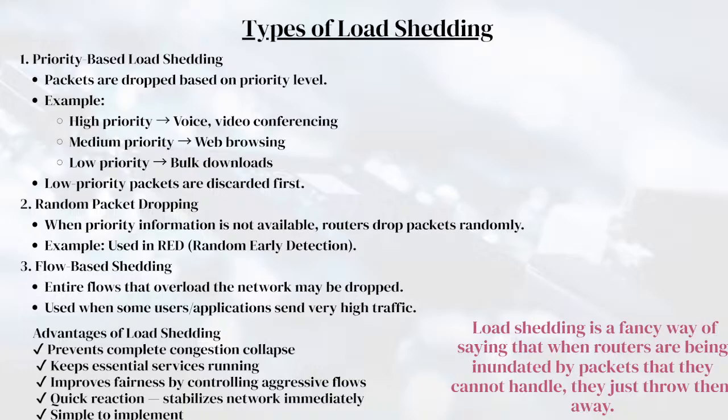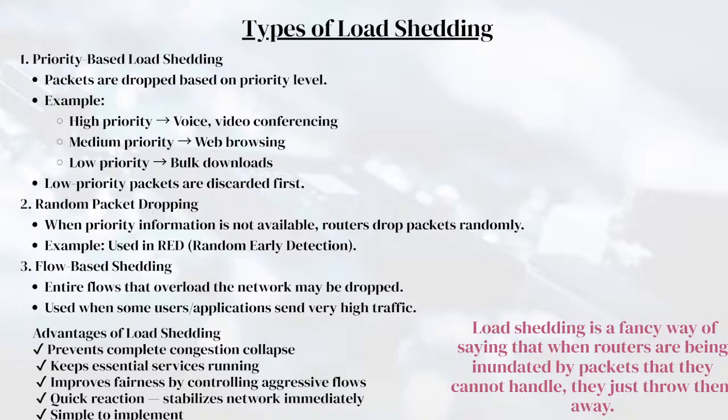Now the random packet dropping, when the priority information is not available. Okay, the router drops packets randomly. Okay, random early detection will happen. So the third one is flow based shedding. The entire flow that overloads the network may be dropped, used when some user or application sends very high traffic. Okay, so these are the three different types of load shedding.